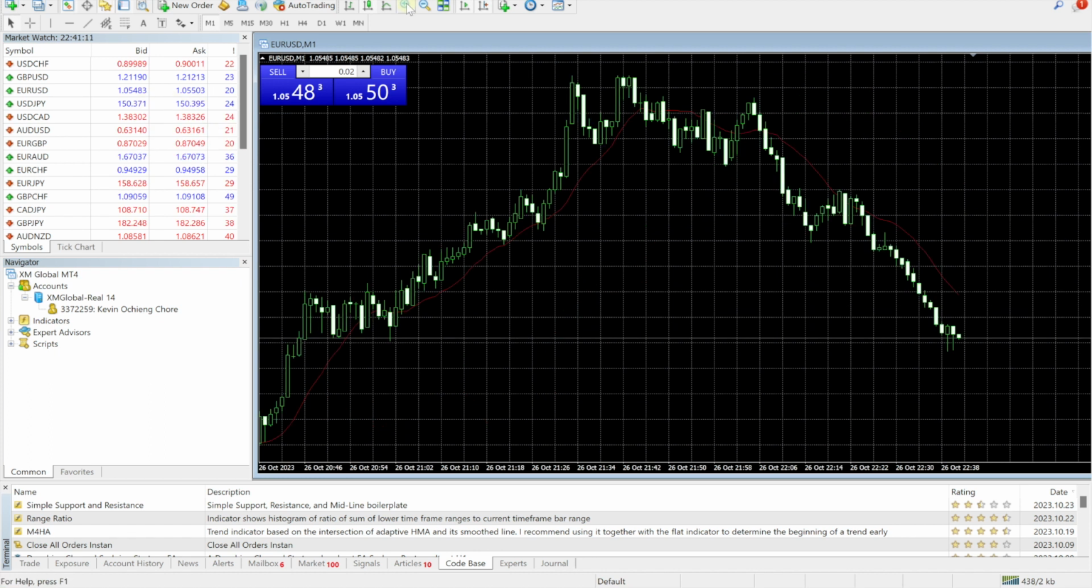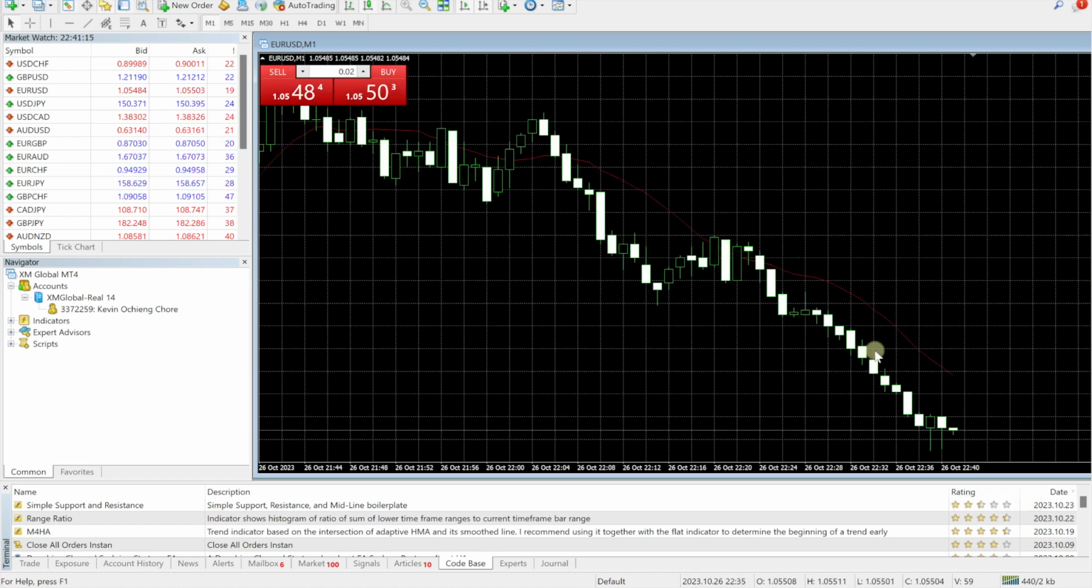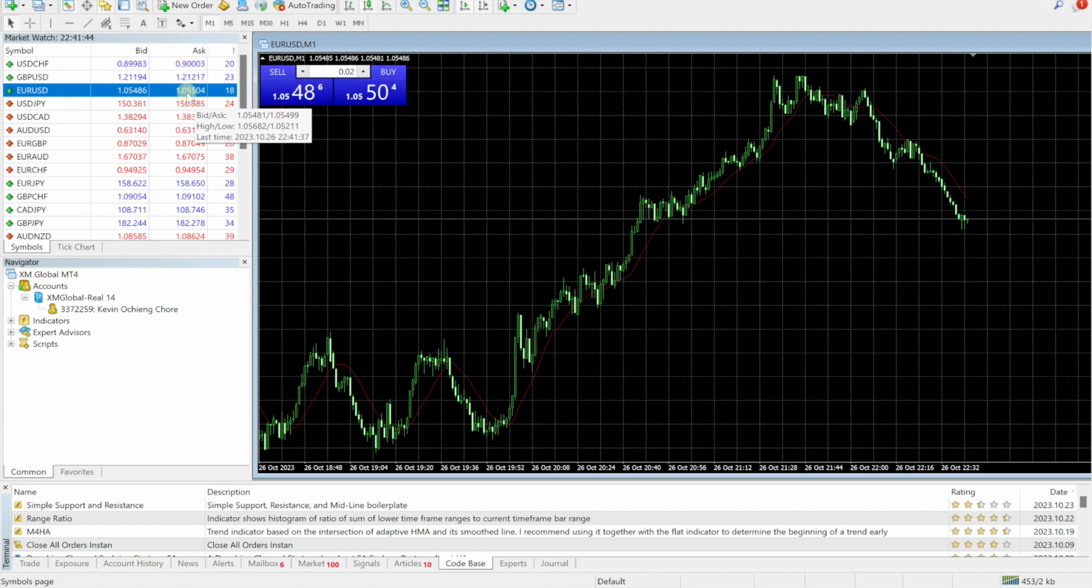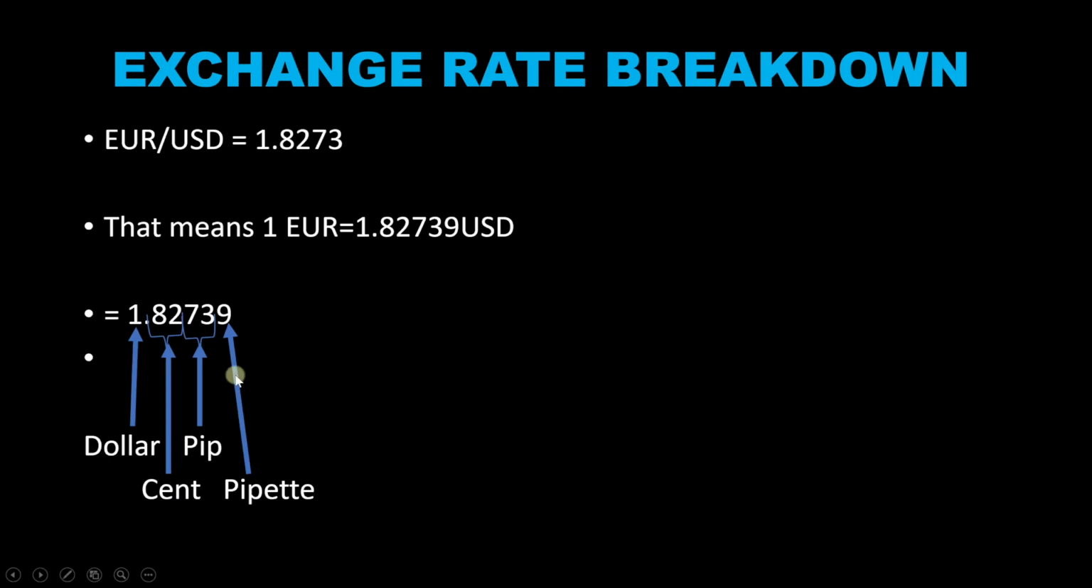Let me just zoom a little bit for this pair. As you can see, the pair goes up and down. So this is a representation of Euro USD, which is this one here, on a 1 minute time frame. On a 1 minute time frame, this is how the market is faring. As you can see, the pipet, the pips, the cent, and this one is called a dollar. So that is what is happening here.